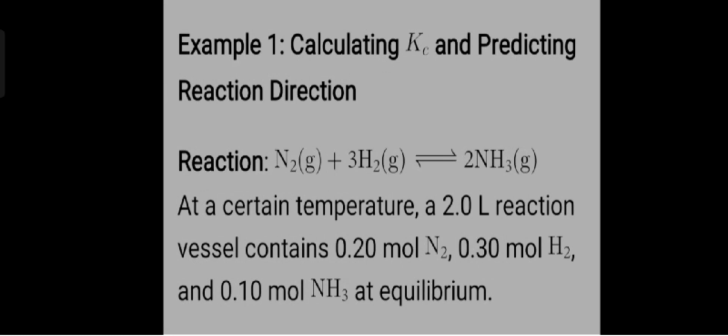Example number 1. Calculating Kc and predicting reaction direction. Reaction: N2 gas plus 3H2 gas reversible to 2NH3 gas. At a certain temperature, a 2.0 liter reaction vessel contains 0.20 mol N2, 0.30 mol H2, and 0.10 mol NH3 at equilibrium.